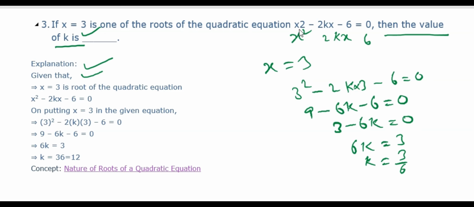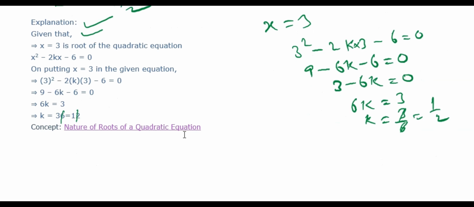So how can you solve it? That is the matter. Here it is 3 by 6, which is 1 by 2. K equal to 1 by 2 is the answer. So the k value is 1 by 2. Here there is a printing mistake. You can see this and you are able to solve it.